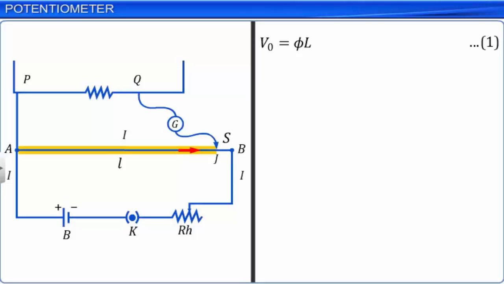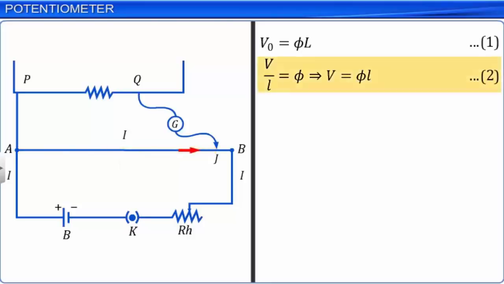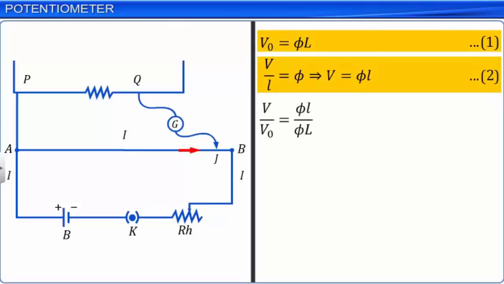The ratio V to L is phi, and hence V is equal to phi L. Let this be equation 2. Dividing equation 2 by equation 1 and simplifying, we get V is equal to V naught into L by L. Let this be equation 3. To find the value of V, we need to know the value of V naught.